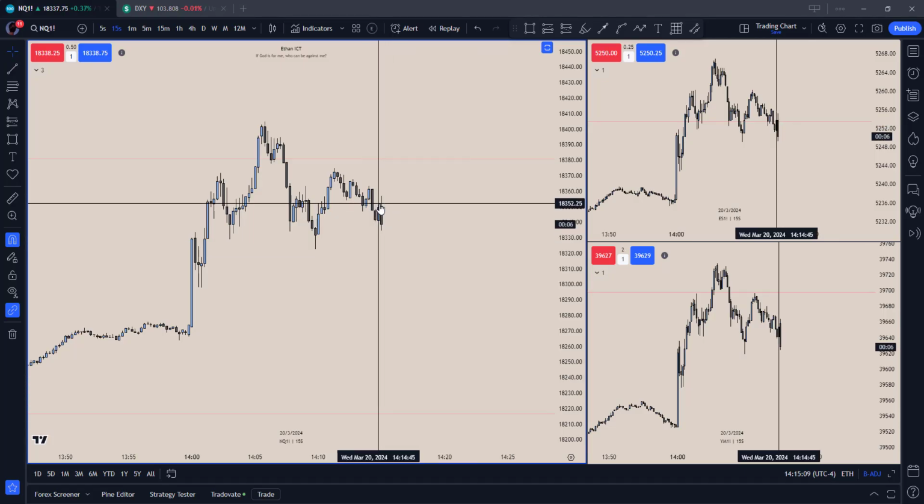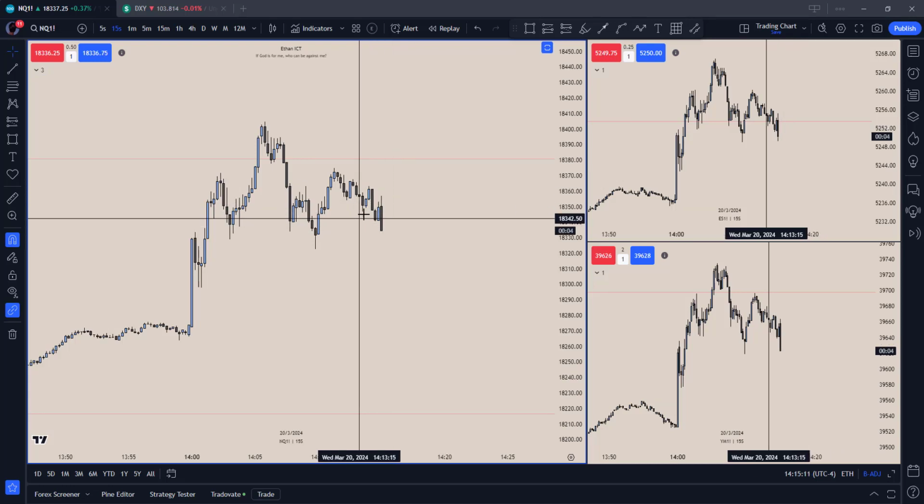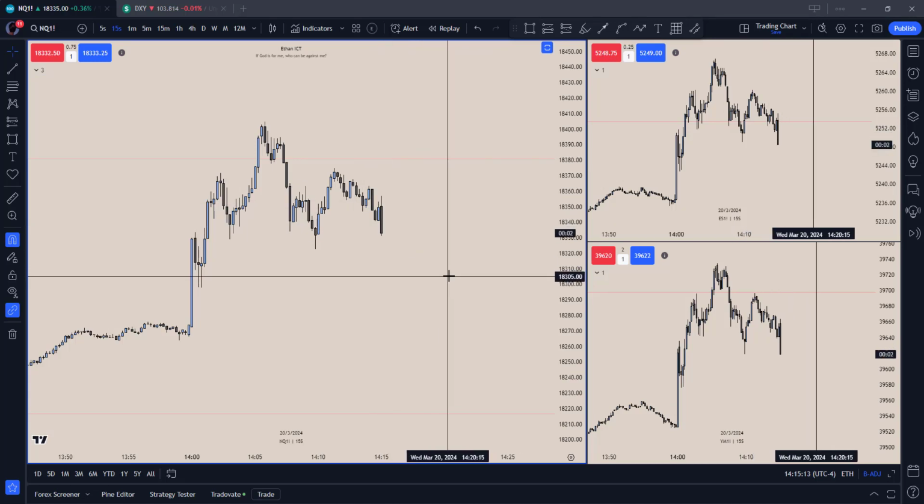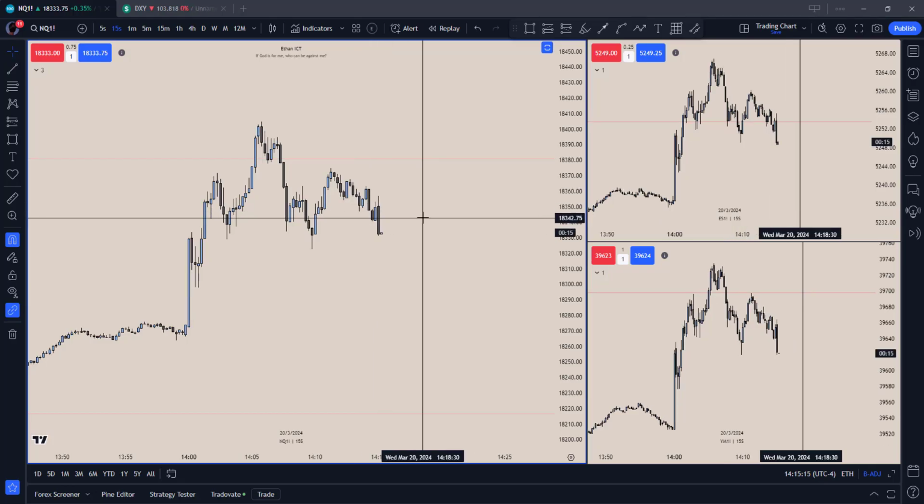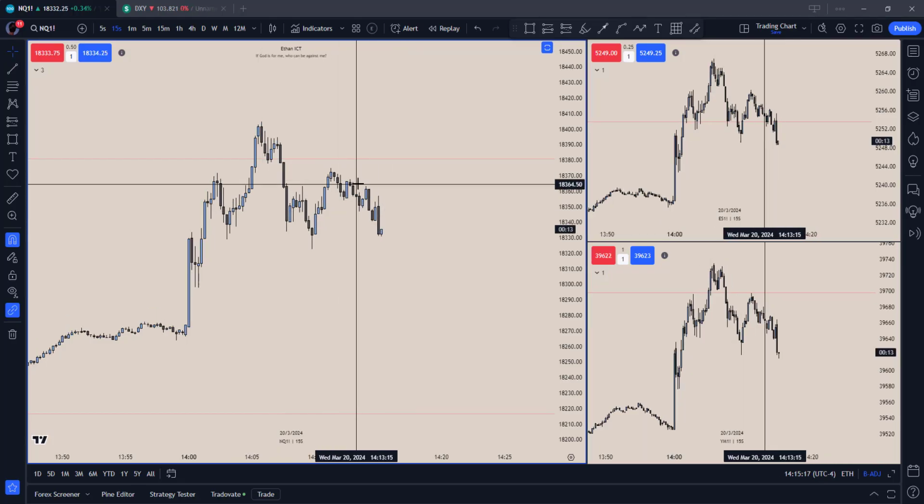So right here, this looks good, but once again, it looks good for bearishness in terms of price action, but I'm just not seeing any SMT divergence that I'm interested in entering on.